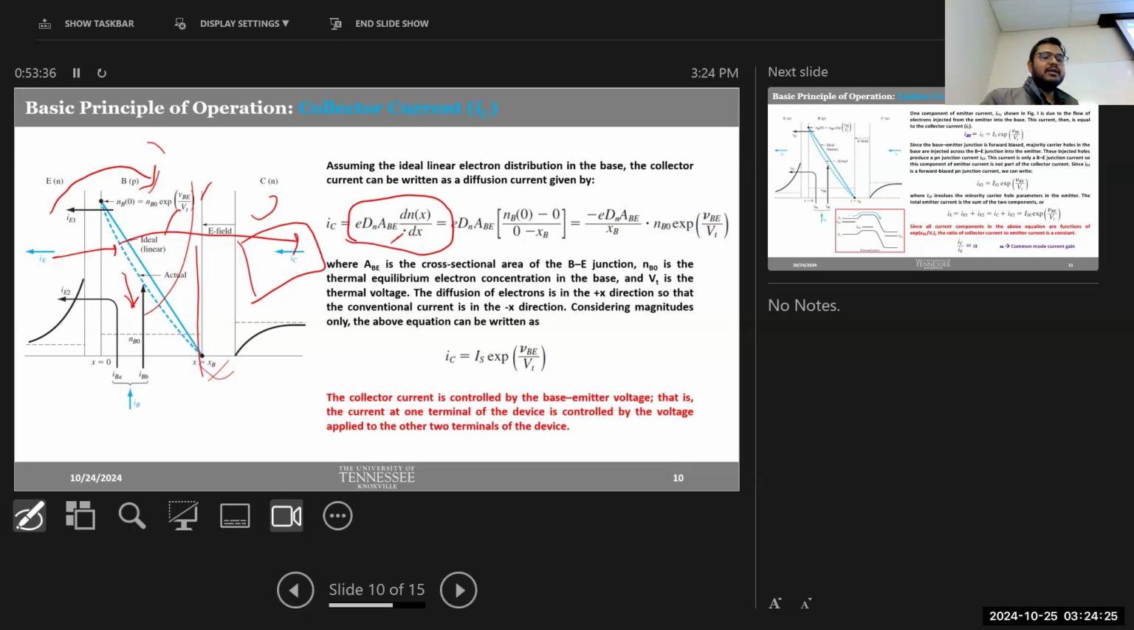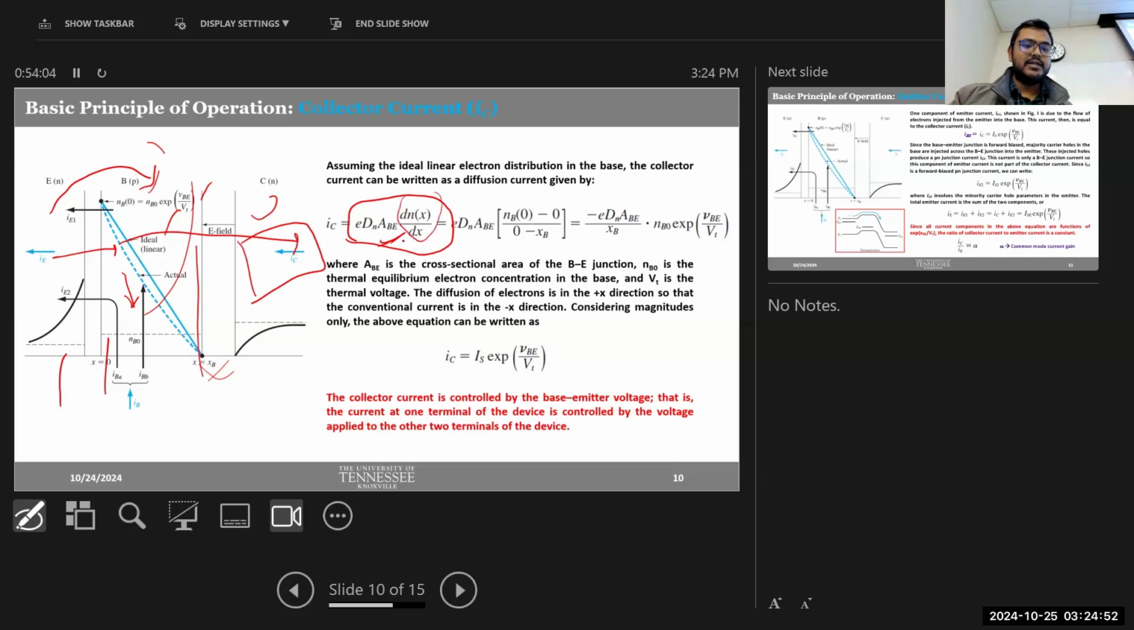So the voltage that we're applying between this emitter-base junction, that's important. And also the area of the depletion region, emitter-base junction region, that is also important because that will determine how many electrons are getting pushed into the base, and then it will eventually diffuse to the collector. So that's why we are considering this area of the emitter-base junction here, not the base-collector junction.